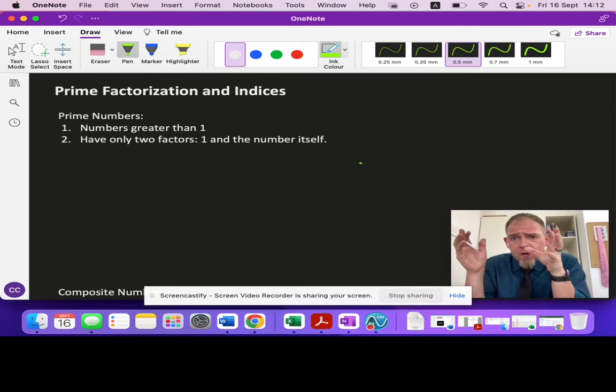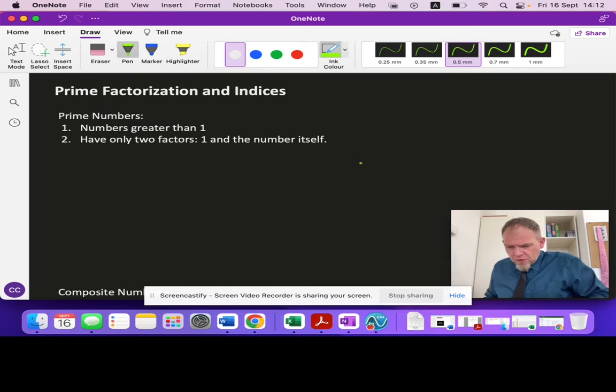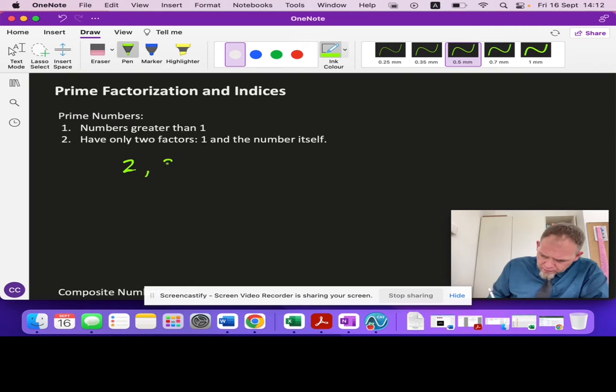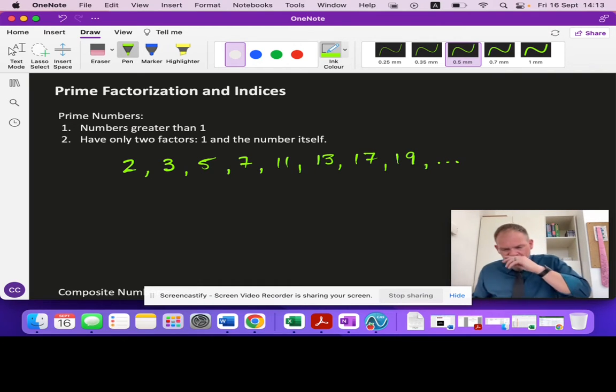Prime numbers are a special set of numbers that, as you can see on the screen there, are greater than one. They have only two factors, and those two factors are themselves and one. So if we look at what some primes are, the first few are 2, 3, 5, 7, 11, 13, 17, 19. They keep going on and on and on.